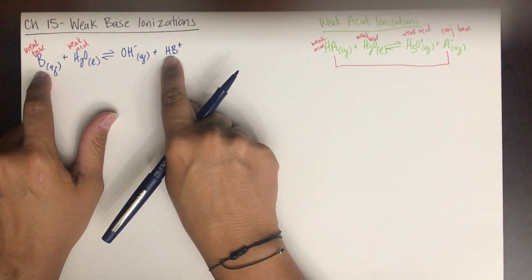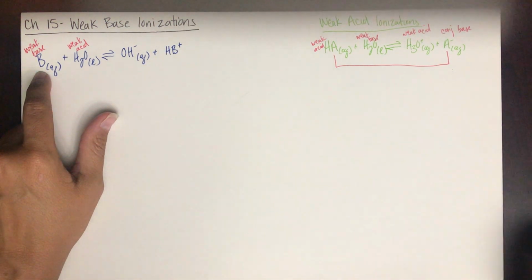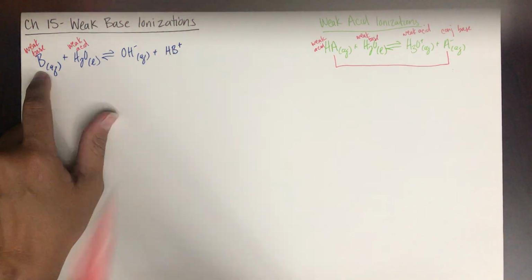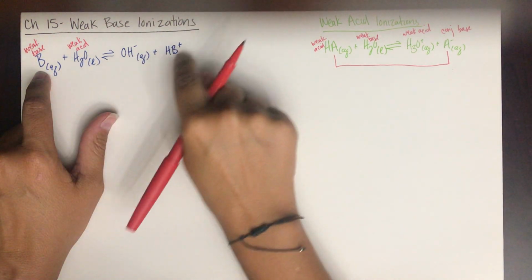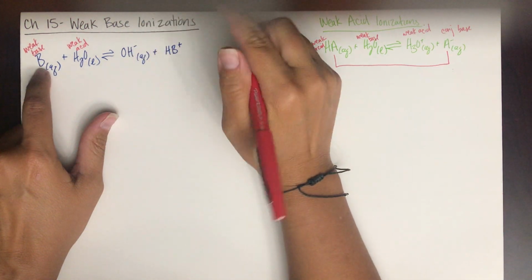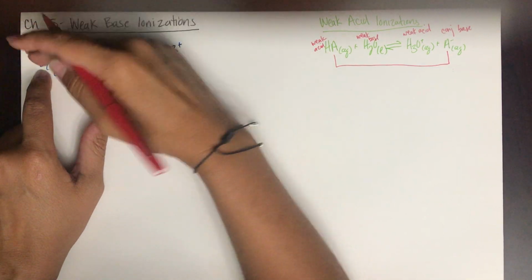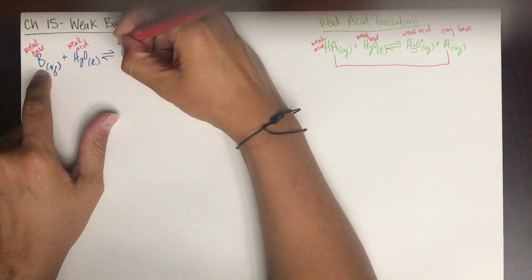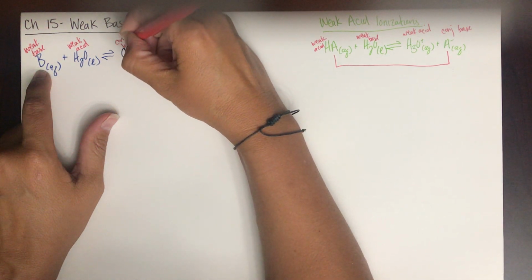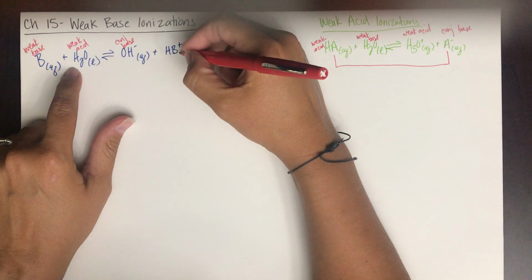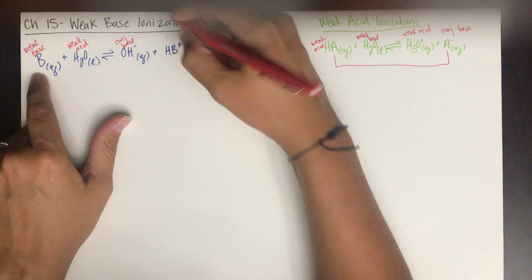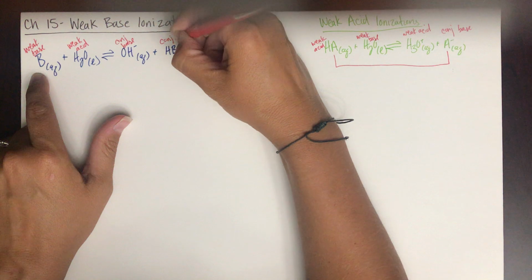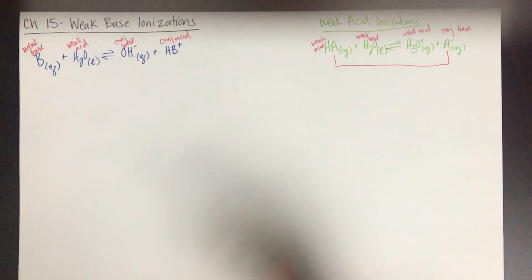The acidic proton in the conjugate acid goes in the front, and this is just the generic conjugate acid of this weak base. So here, this hydroxide ion is the conjugate base of water, and here, this HB+ would be the conjugate acid of whatever that weak base is.